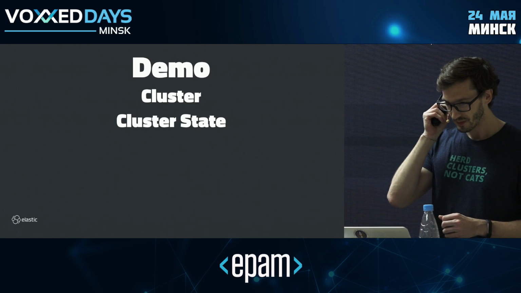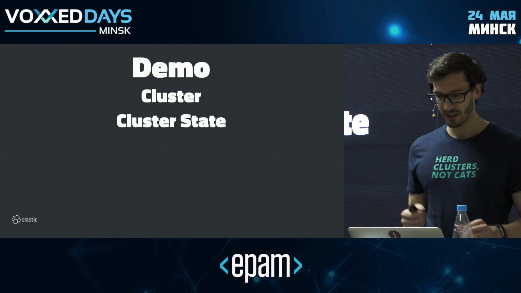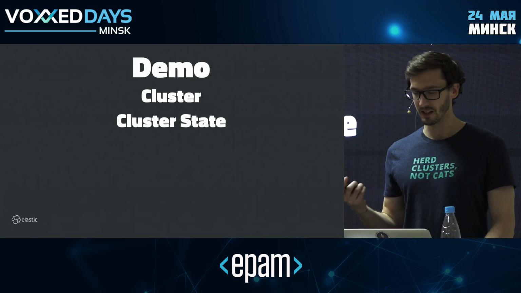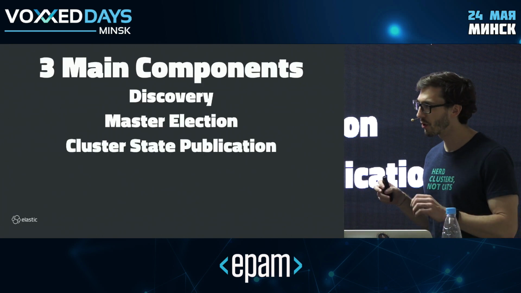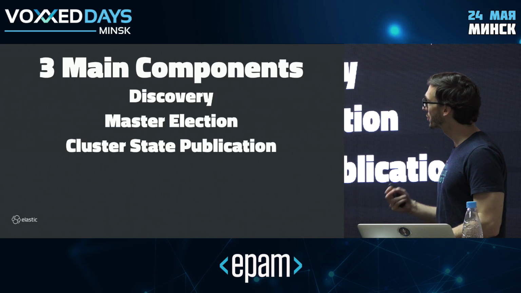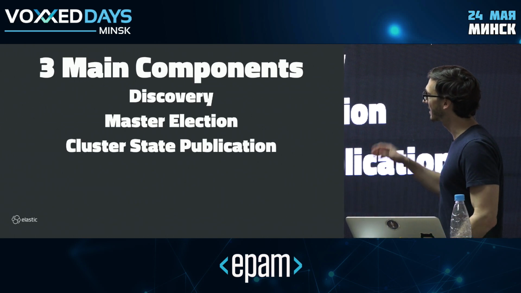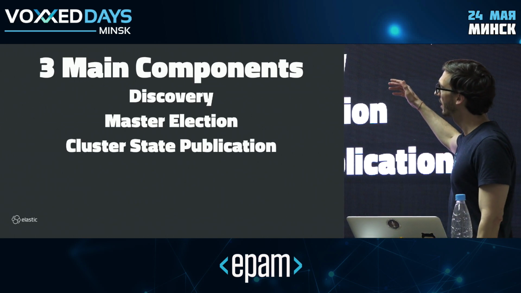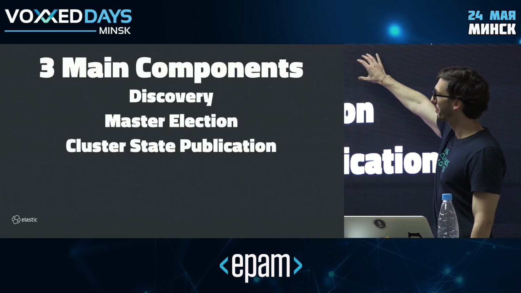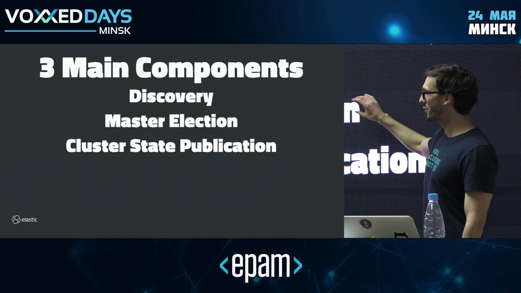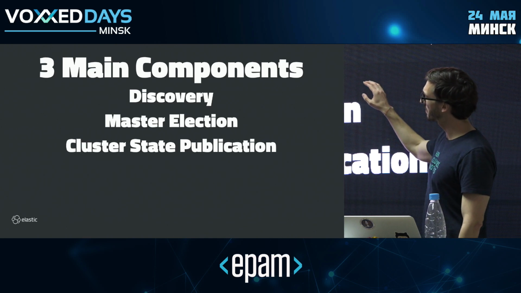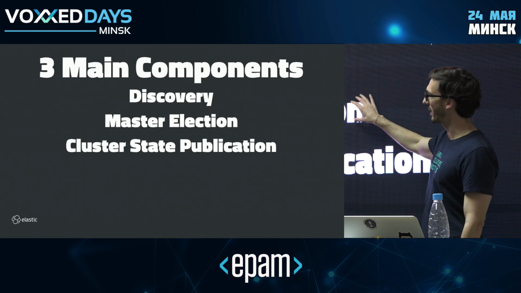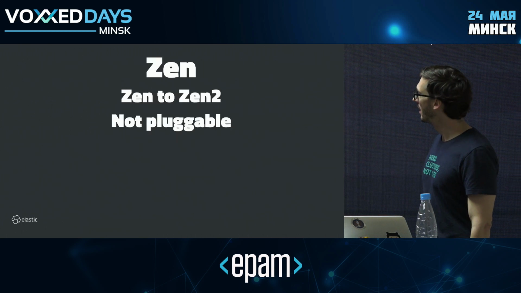So, I've just shown you the cluster and the cluster state and the cluster metadata that we've looked at. And when we talk about how the system works with the cluster state, it has three main components. First off, it has to discover other nodes, it has to do a master election, and then it has to publish the cluster state. And we'll probably spend most of the time in the master election process, I would say.